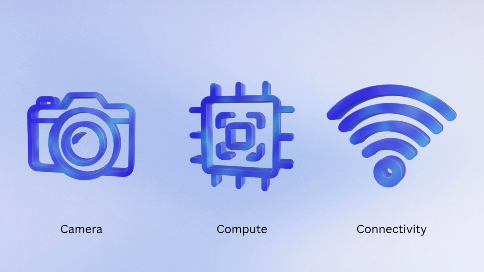It boils down to three things: camera, compute, and connectivity. I repeat, camera, compute, and connectivity. If you have these three things, you have a spatial platform. That's all you need with MultiSet.